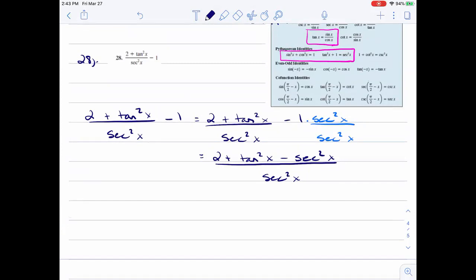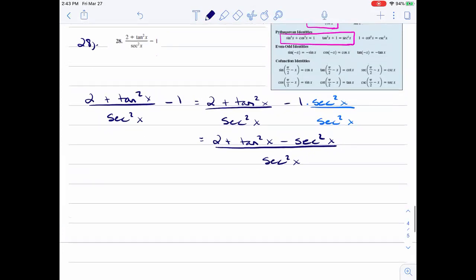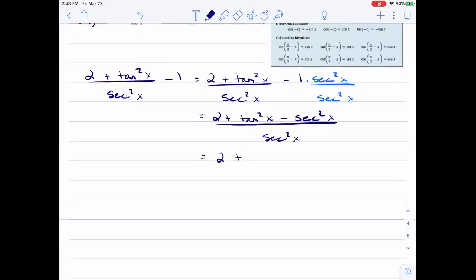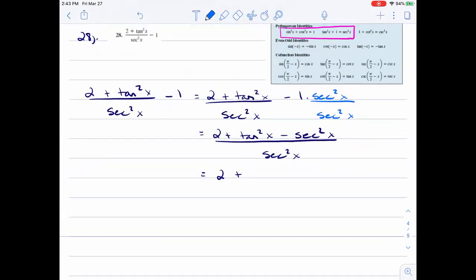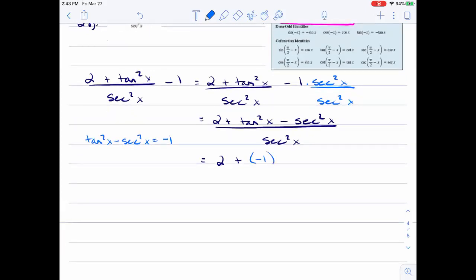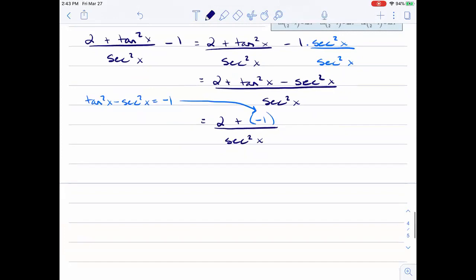Okay. If I do the same thing that I was doing before, tan squared x, move the secant squared x over here. So I've got the tan squared x minus secant squared x. That's going to be the same thing as -1. And so what I've got is equals 2 plus, and then the tan squared x minus secant squared x, just over here, tan squared x minus secant squared x is -1. So plus -1, right? That goes there. Over secant squared x. So now I've got 2 minus 1, which is 1, over secant squared x.